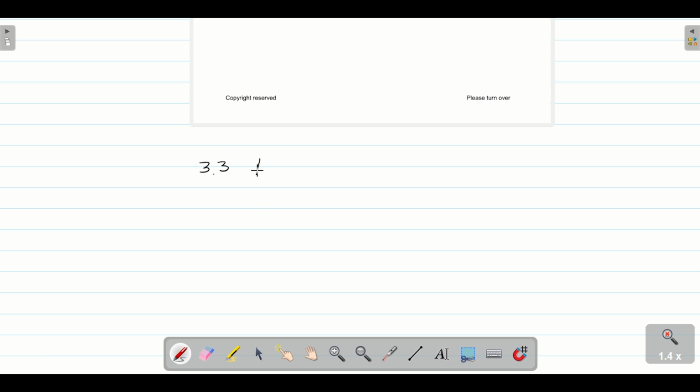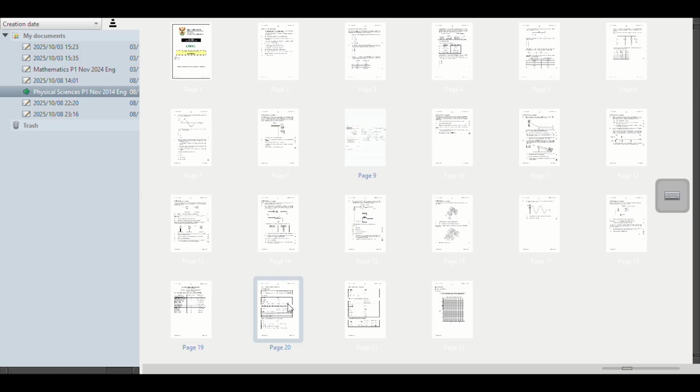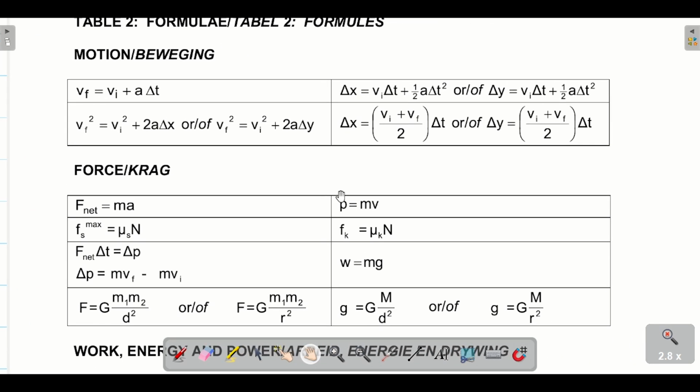So our delta t will be 1.53 seconds. That'll be very important, because that means the time taken for both the distances will be 1.53 seconds. Let's see what formula we can use to determine what answer we can get.